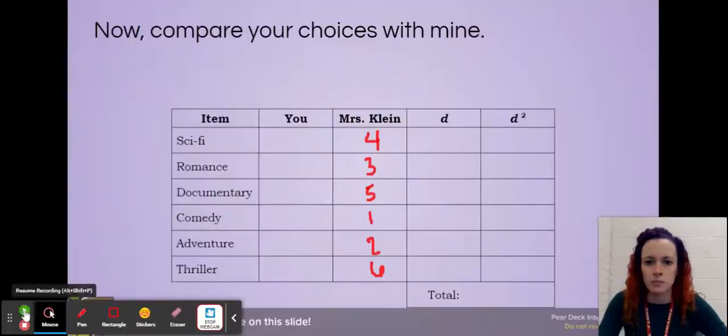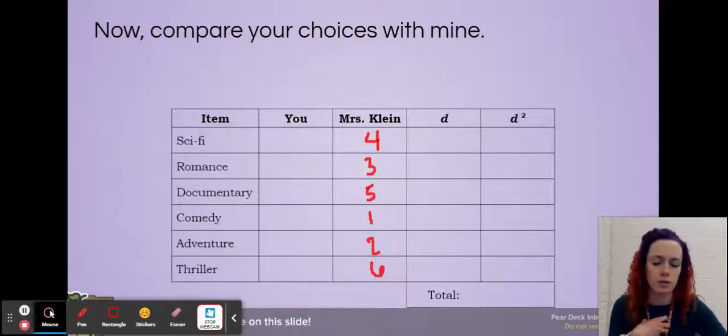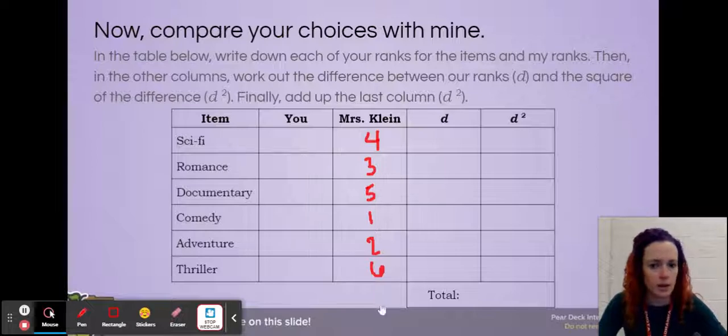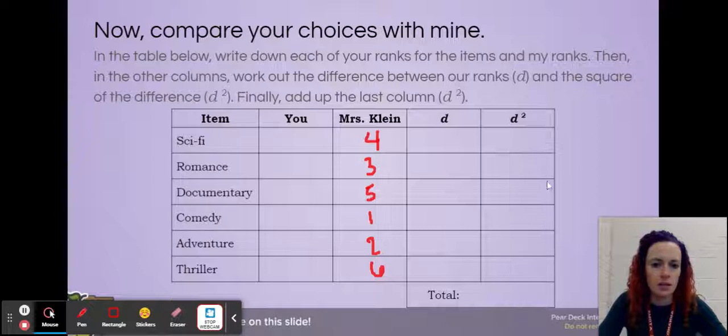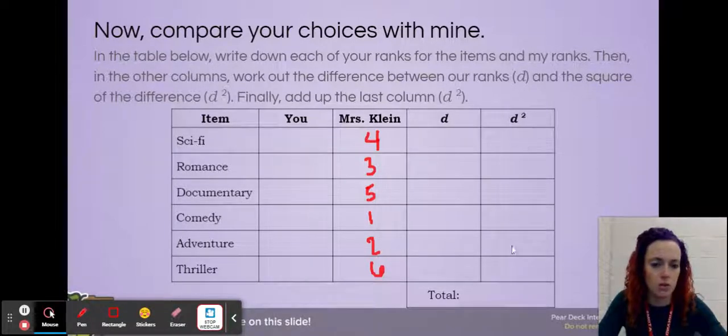the next slide. All right, so now you're going to compare your choices with my choices, or your ranks with my ranks. So what I want you to do is write your rankings in the U column. I have mine in my own column. The lowercase d column is going to be the difference between our ranks, and it doesn't matter if it's positive or negative, because in that last column, we're going to take that difference and square it. So this last column should have all positive values, and you're going to add them up.